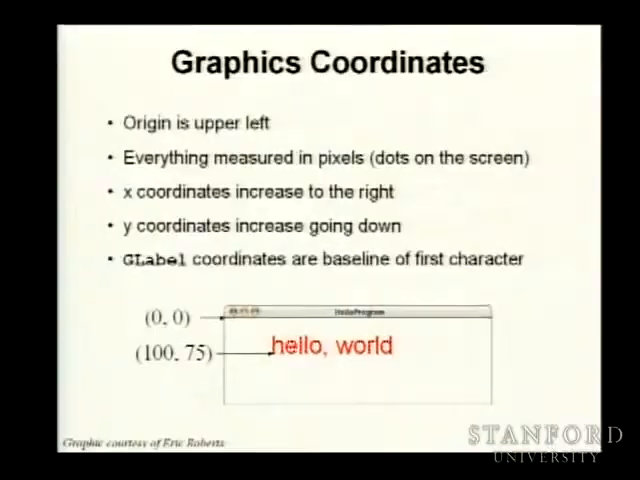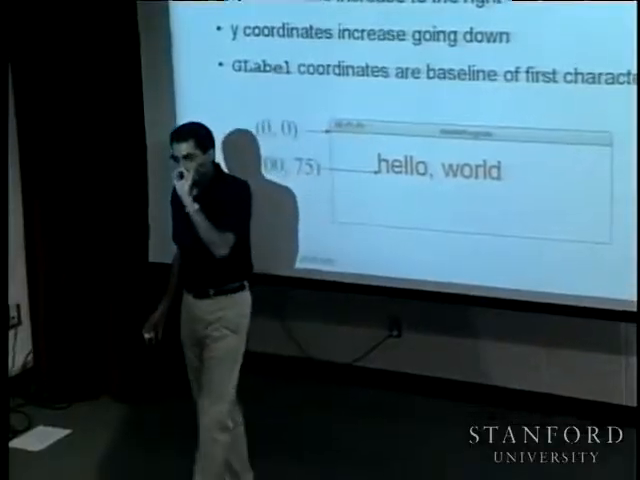Okay? So to do that, first let's talk about the graphics world that we live in. There's a couple things you want to think about. How do we specify all these things like locations and how is it laid out? Well, the origin's the upper left. So the upper left corner of your graphics window is location 0, 0. Everything in your graphics window is measured in pixels. Pixels are the little dots on your screen.